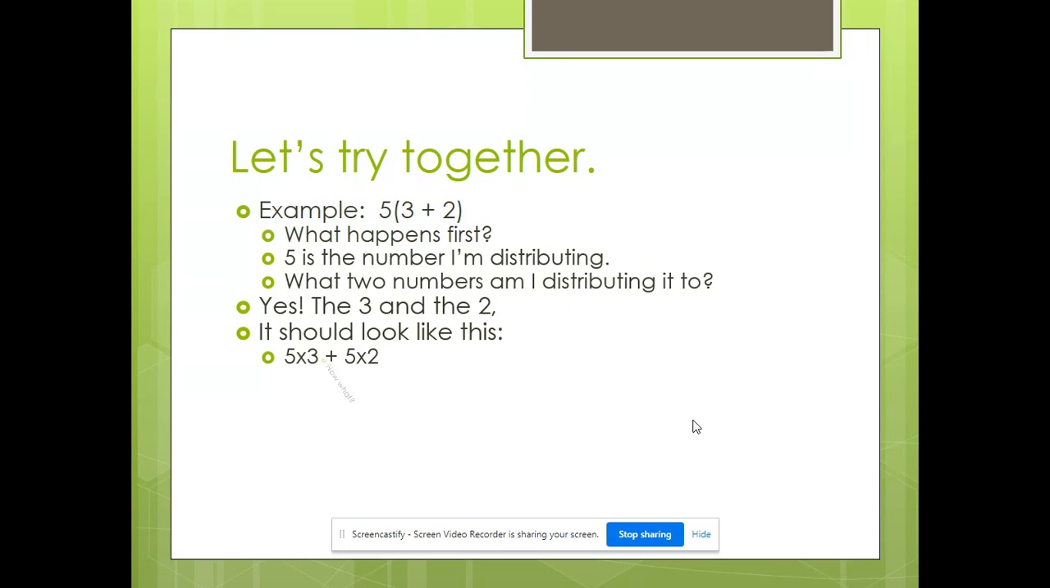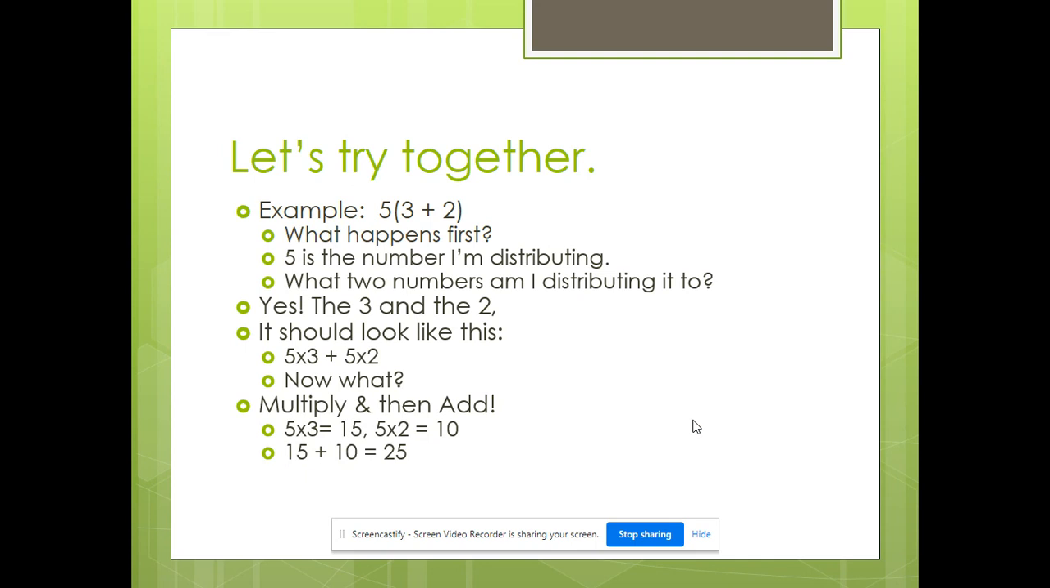Now we'll do the multiplication first, and then we'll add. So 5 times 3 equals 15. 5 times 2 equals 10. 15 plus 10 equals 25. Now I know you're thinking, well, why don't we just add what's in the parentheses and multiply it times the number that's in the front? Well, we need to practice this first because in our next lesson, we're going to use the distributive property, but we're going to add variables in next.